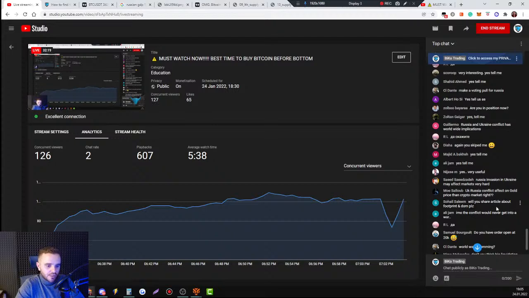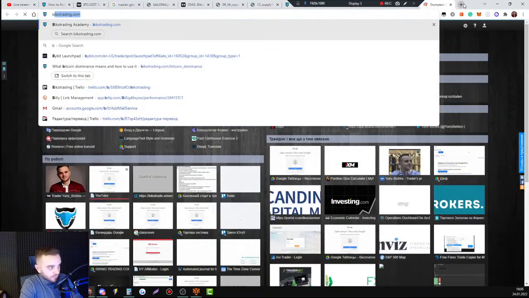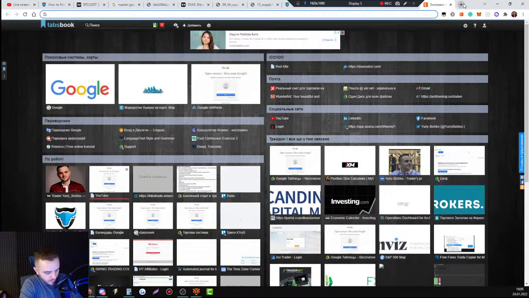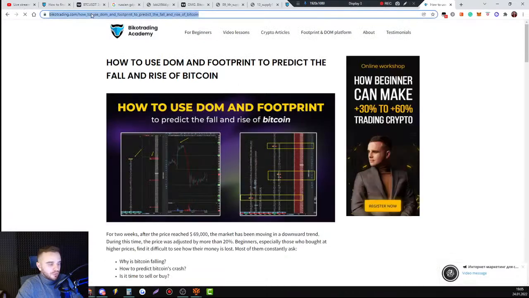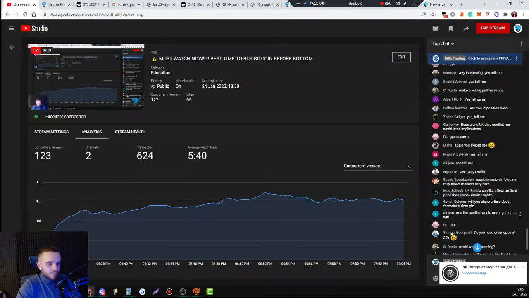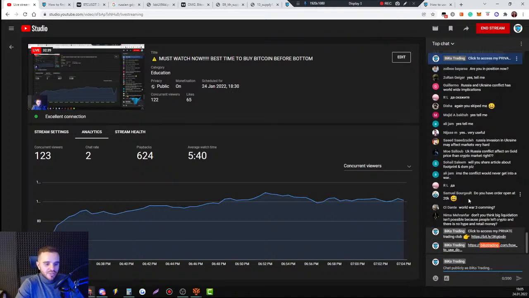Will you share an article about footprint at DOM? Please, we have an article about footprint and DOM. Take a look, we have footprint. How many articles do we have about footprint? Footprint, how to use footprint at DOM to predict movement of Bitcoin. Take a look. On our website, Bigger Trading, you'll find a lot of articles about that.